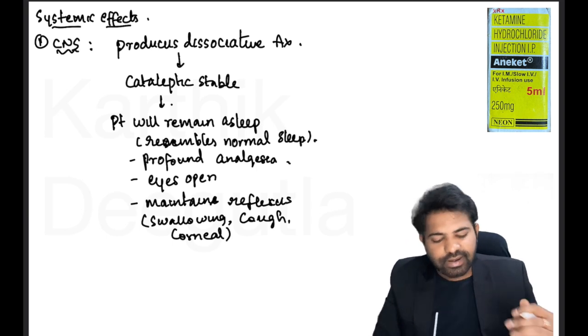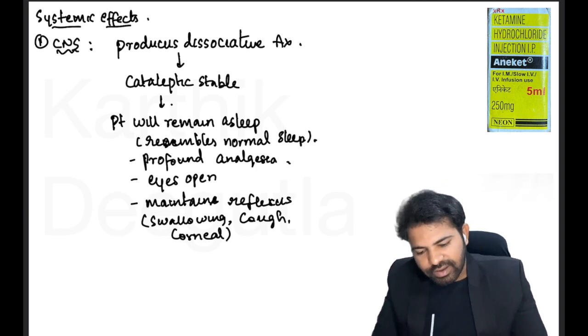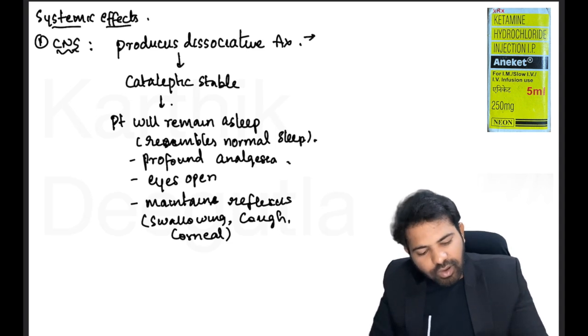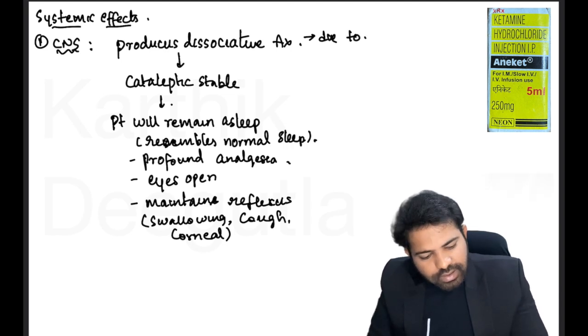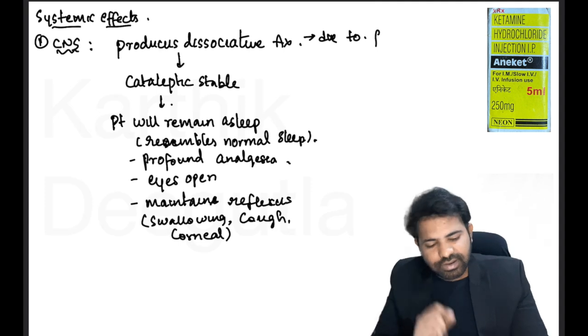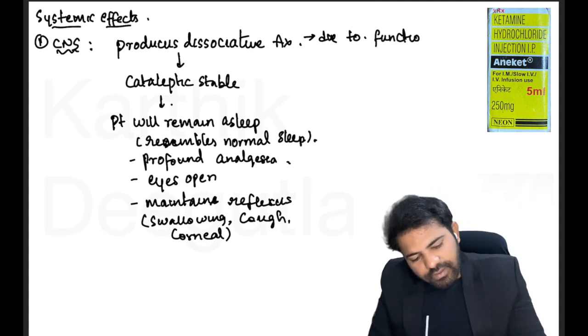All these reflexes are intact. This is known as dissociative anesthesia. Okay, what is the cause of this dissociative anesthesia? It is due to something known as functional dissociation.